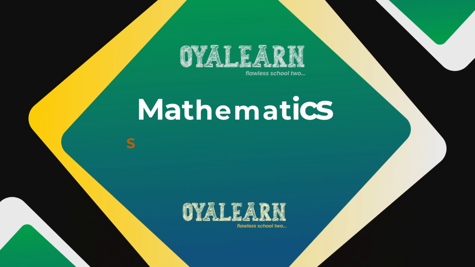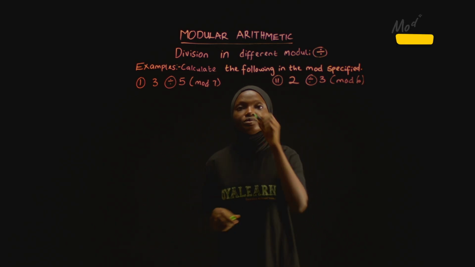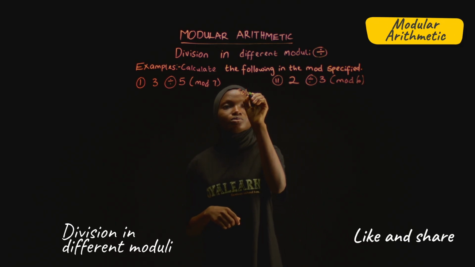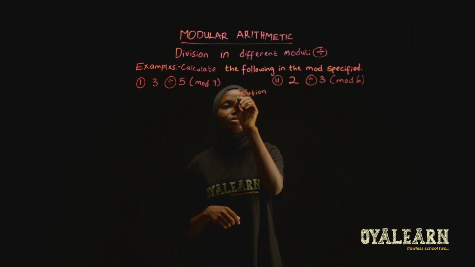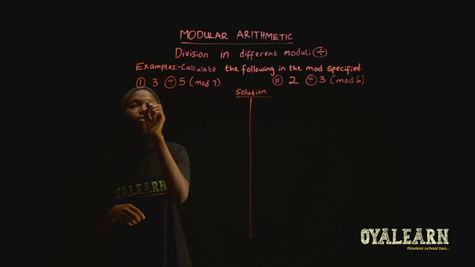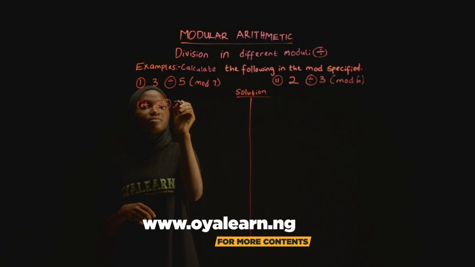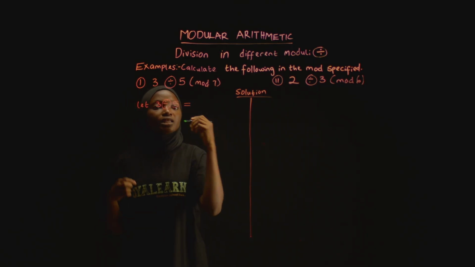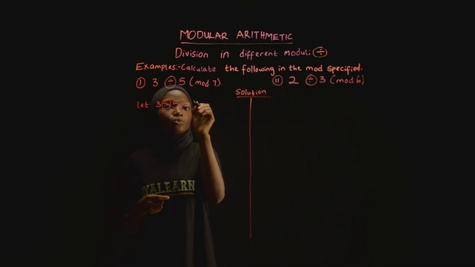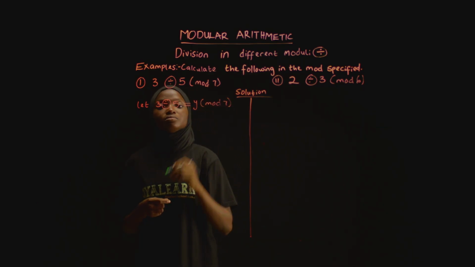Let's learn how to divide in mode 7 and mode 6 respectively. Solution. So here we say let 3 divided by 5 equal a letter of the alphabet, let's say Y, in mode 7.